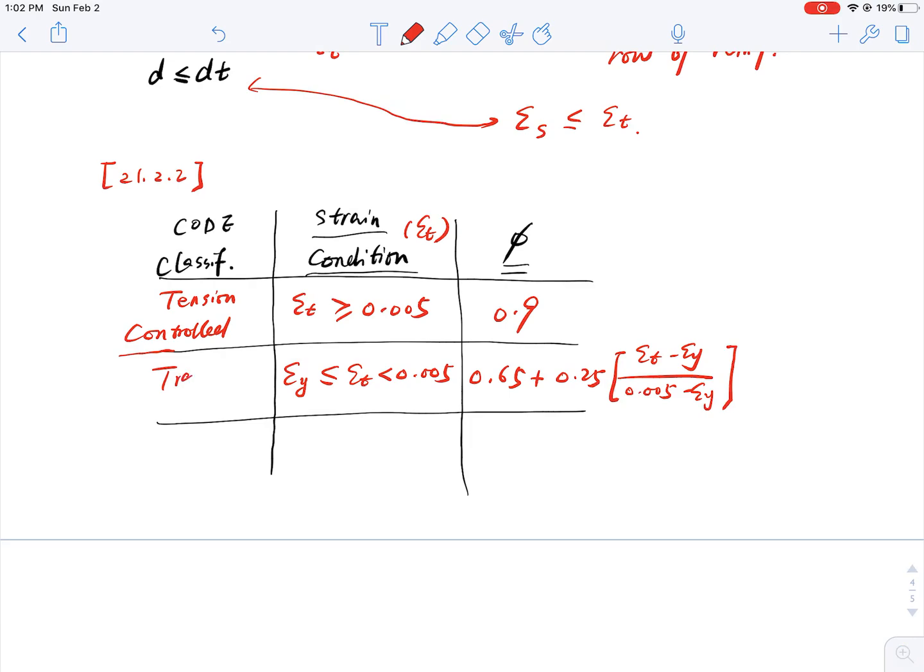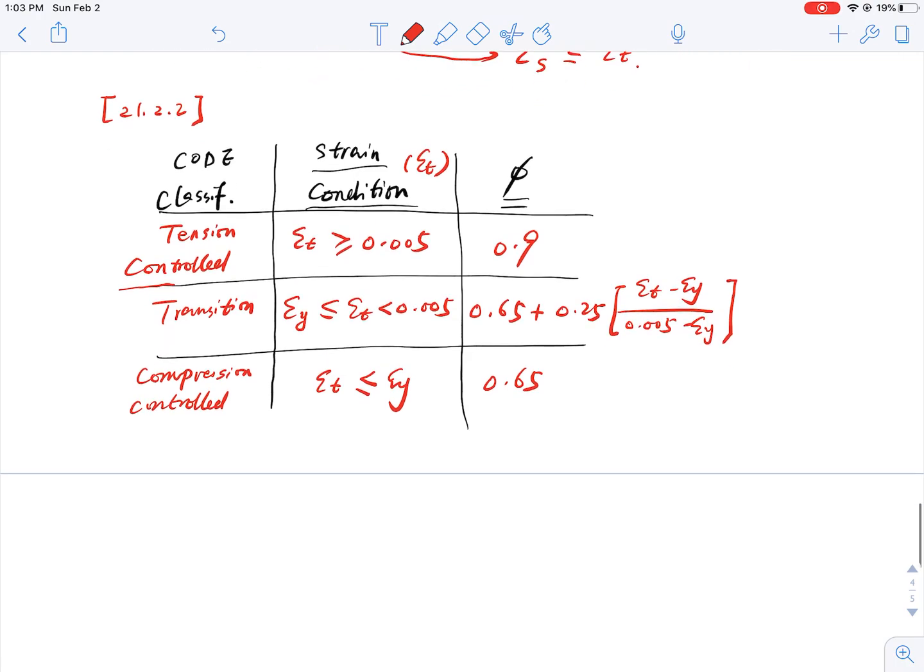Okay, and we call this transition. When epsilon t is smaller or equal than epsilon y, we call this compression controlled. In this case, phi equal to 0.65. And now let's just say epsilon y is set equal to 0.002 per ACI 21.2.2.2.